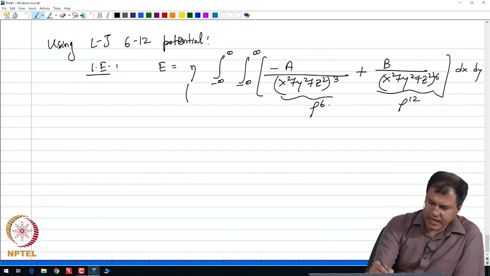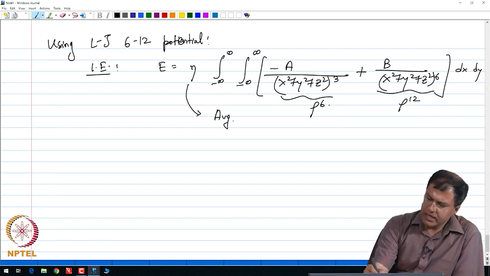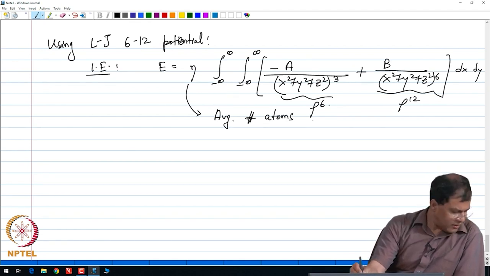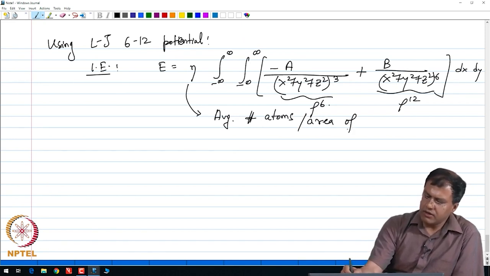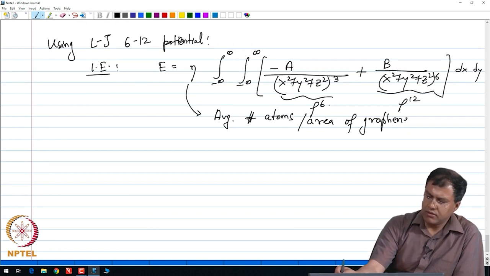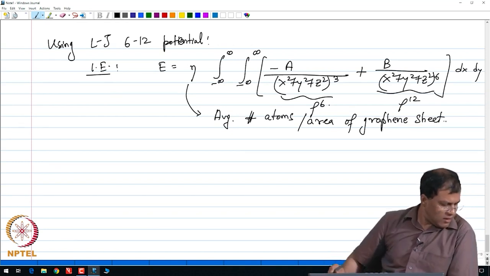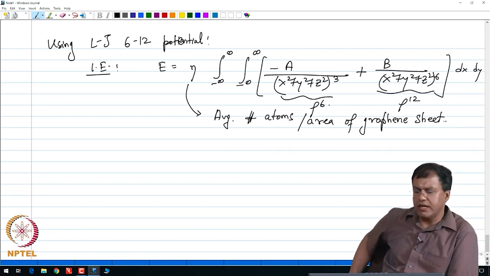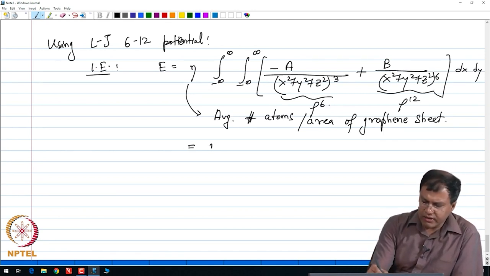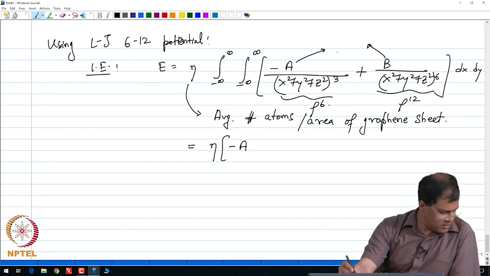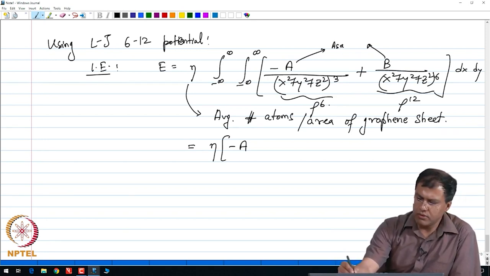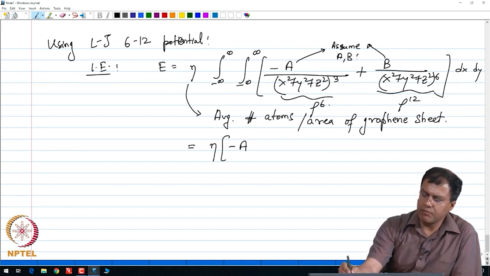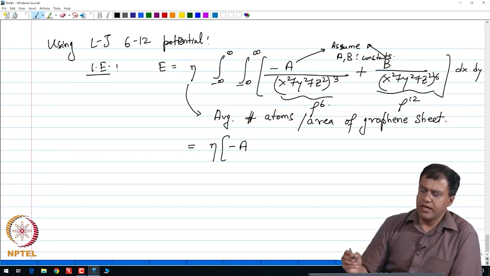Note that eta here, the constant sitting outside, is the average number of atoms per unit area of the graphene sheet. So we are calculating the average interaction energy. Now all I have to do is to evaluate this double integral. Assume that a and b are my constants.